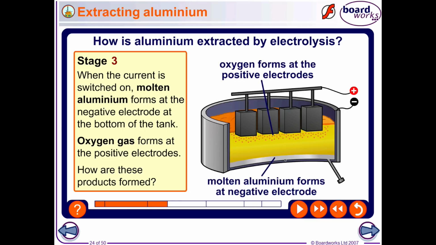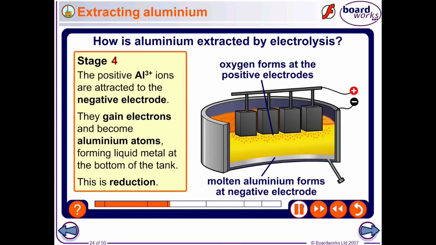Now, the problem with this process, and you probably will remember this from the video about covalent bonding, is that graphite's made of carbon, and at these high temperatures, the oxygen that forms on the positive electrode will react with the carbon in the graphite to make carbon dioxide. So instead of getting oxygen gas given off at the top, you actually get carbon dioxide, because the oxygen gas reacts with the carbon in the graphite electrodes. The aluminium just comes to the bottom and is drained off as a liquid.